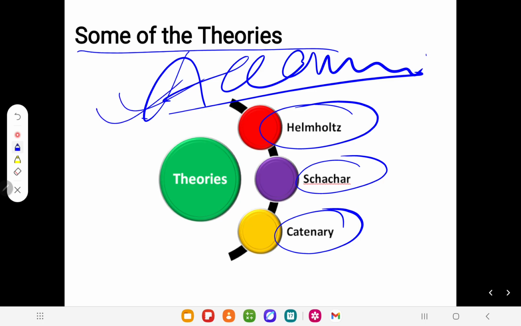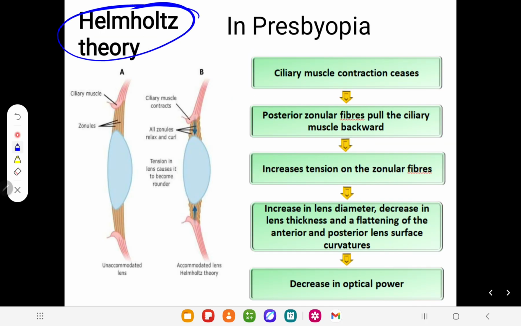They state how accommodation happens, and with the help of accommodation theory we can at least comprehend the idea of presbyopia, isn't it? Let's go shortly through these theories. First is Helmholtz theory. Helmholtz theory states that ciliary muscle contraction ceases.